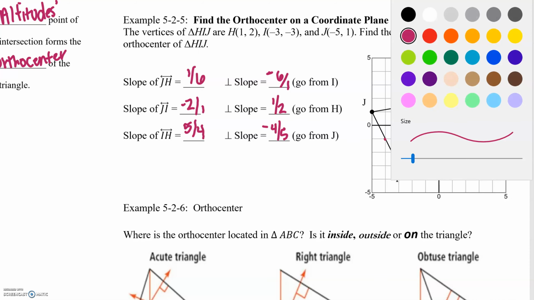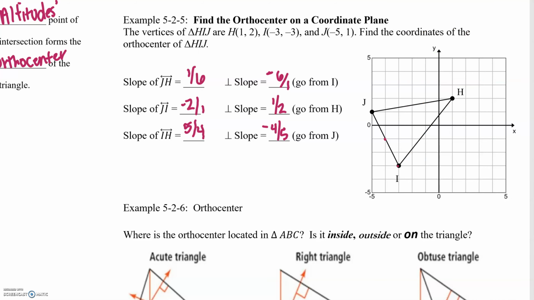So now I'm going to go from the opposite, so opposite of JH here is the vertex I. So I'm going to go from I, with a slope of negative 6 over 1, which I'm actually going to change to 6 over negative 1. So I'm going to go up 1, 2, 3, 4, 5, 6, and over negative 1. It's still a slope of negative 6, but that way it stays on the graph here. So then I'm going to draw my line. And this is perpendicular. Make sure you're using a straight edge. I just don't have one on here.